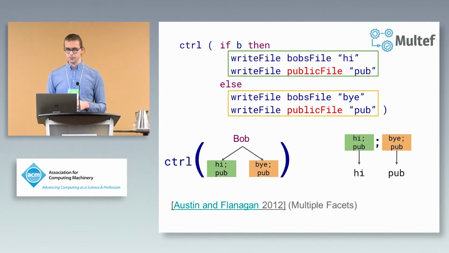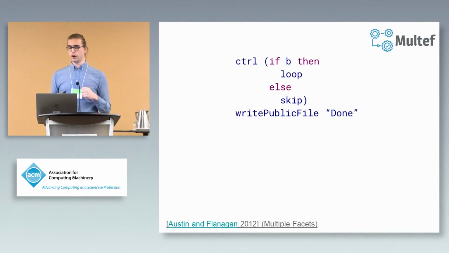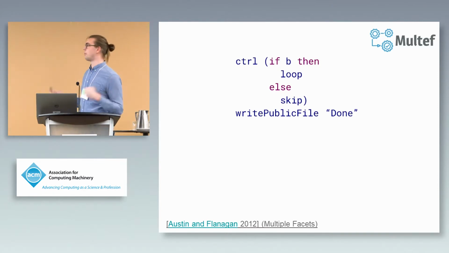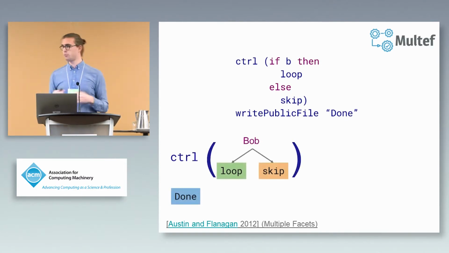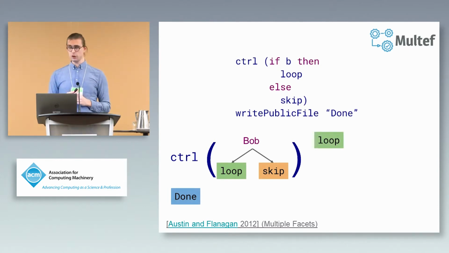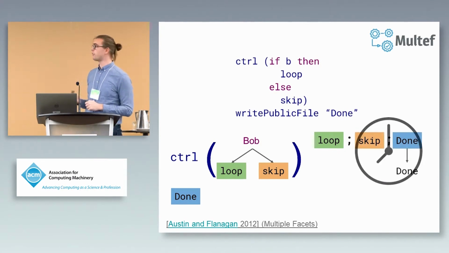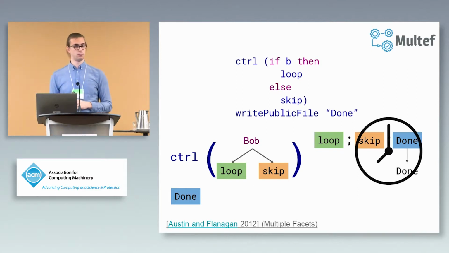Okay. Now, one more example. What about this program? Depending on B, you either loop forever or you do nothing. And then we write to a public file. Done. Okay, let's see how this executes. It's a program like this. Loop or skip, and then write done. So we're going to loop forever. And then we're going to skip and we're going to write done. Except that's never going to happen because we're looping forever.